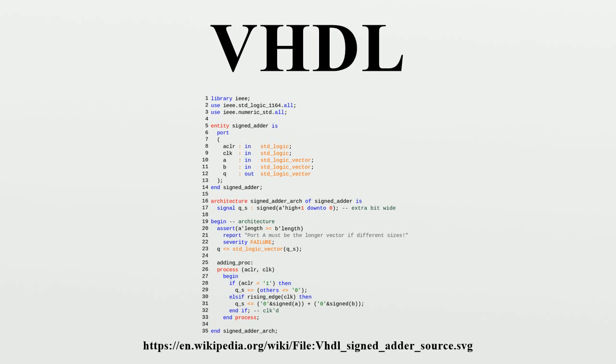VHDL also lends itself to one-liners, such as DFF: Q <= 0 when RST = 1, else D when rising_edge. Or DFF: process begin if rising_edge then Q <= D; Q2 <= Q1; end if; if RST = 1 then Q <= 0; end if; end process DFF, which can be useful if not all signals driven by this process should be reset.